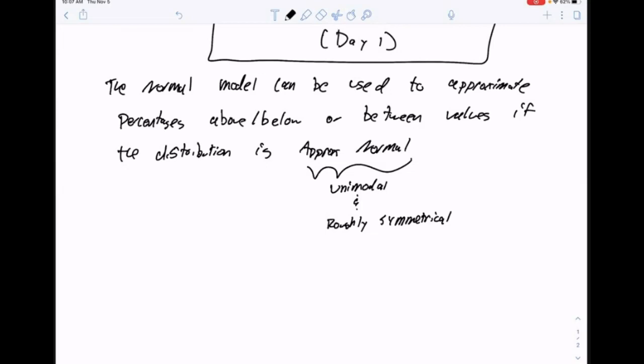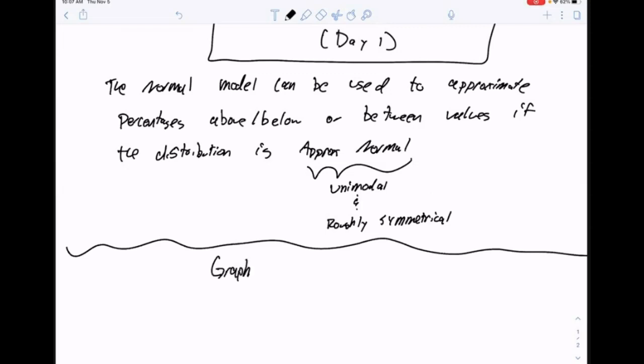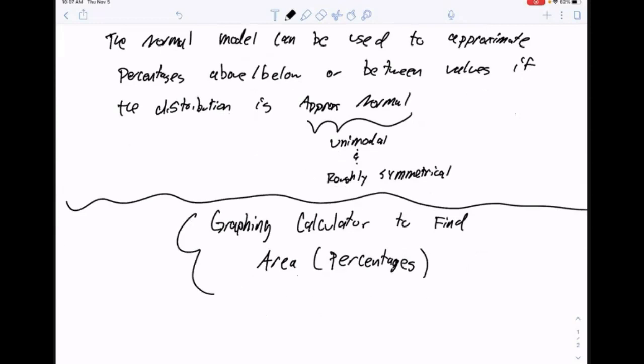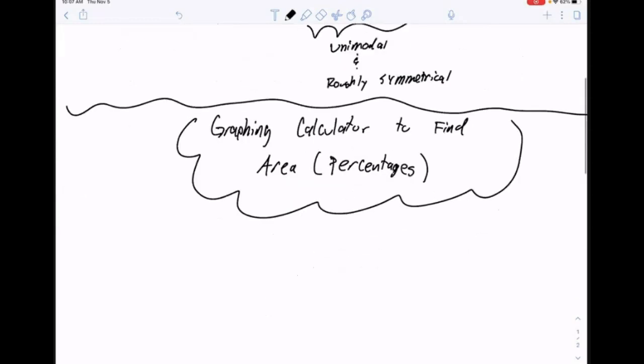So that's first and foremost, and I believe I put a problem on that in tonight's homework. But the most important thing is that we're going to talk about utilizing the graphing calculator to find area, which is really just percentages, okay? This is what we really want to focus on today. Now, we could use the normal model to get our answers, but we want to do it this way as well. Let's look at the example we did yesterday.